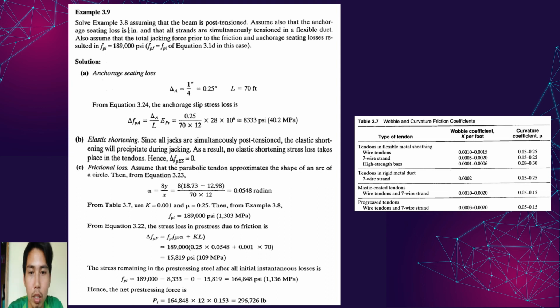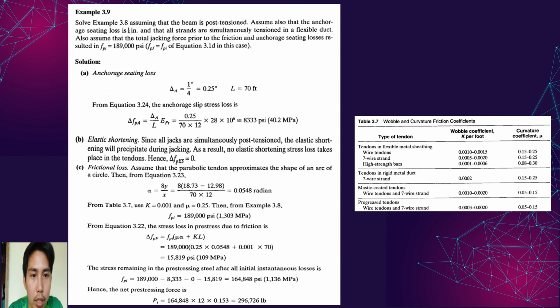equals 0. C, frictional loss. Assume that the parabolic tendon approximates the shape of an arc of a circle. Then from equation 3.23, alpha equals 8y over x equals 8 times quantity 18.73 minus 12.99 divided by 70 times 12 equals 0.0548 radian. From table 3.7, use k equals 0.001 and mu equals 0.25.